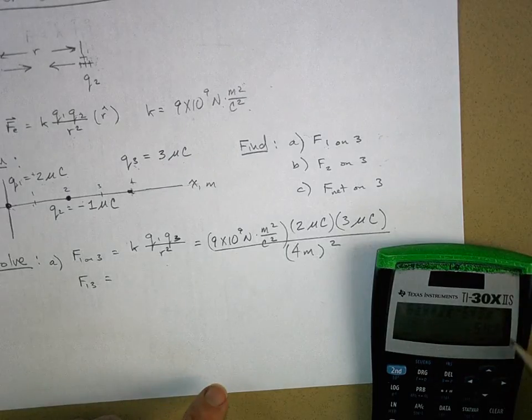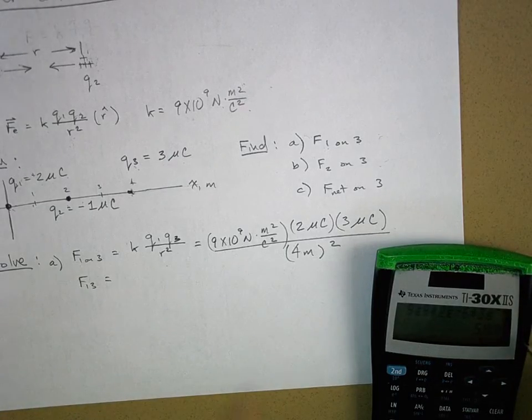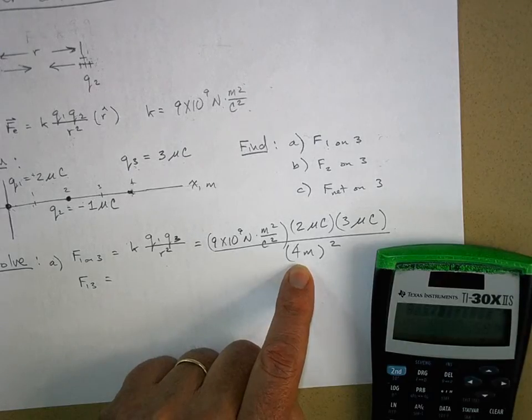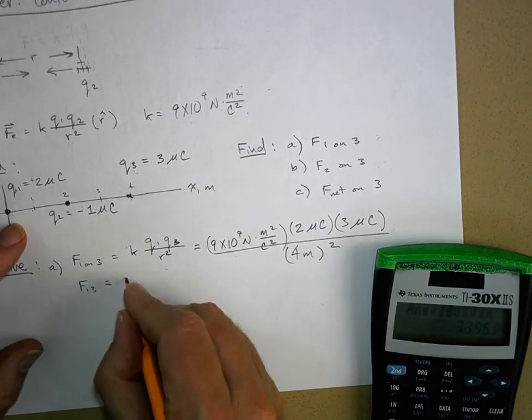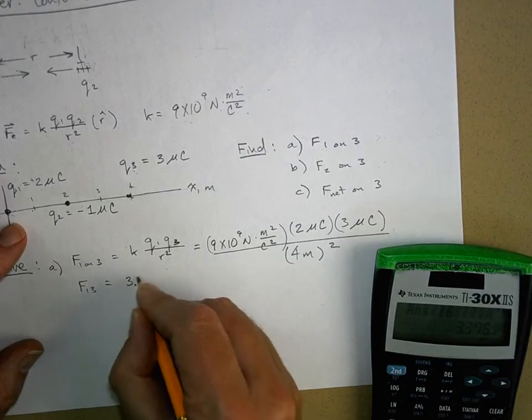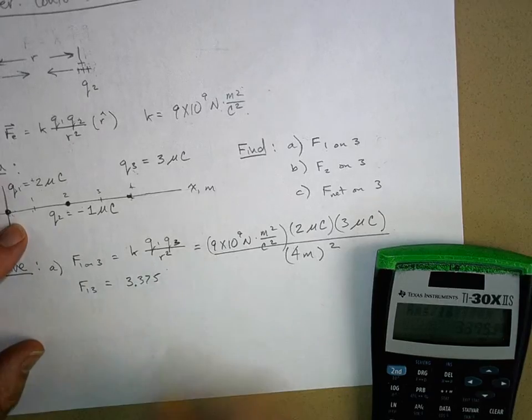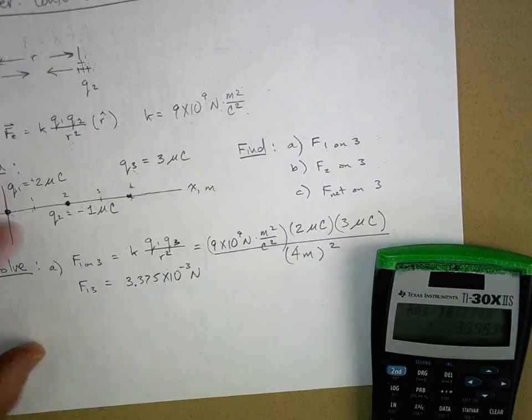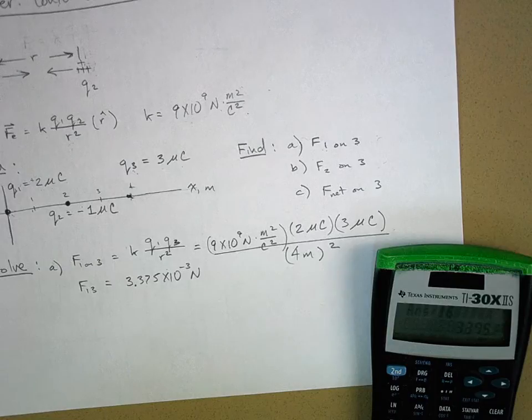That's 5.4 times 10 to the negative 2, but then you have to divide by 4 times 4, which is 16. So I'm just going to divide that by 16, and I get 3.375 times 10 to the negative 3 newtons. So just a little bit, not much force.